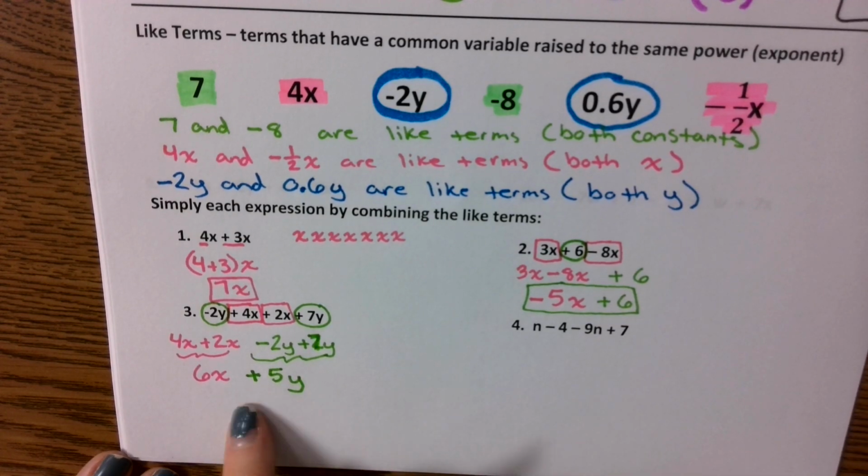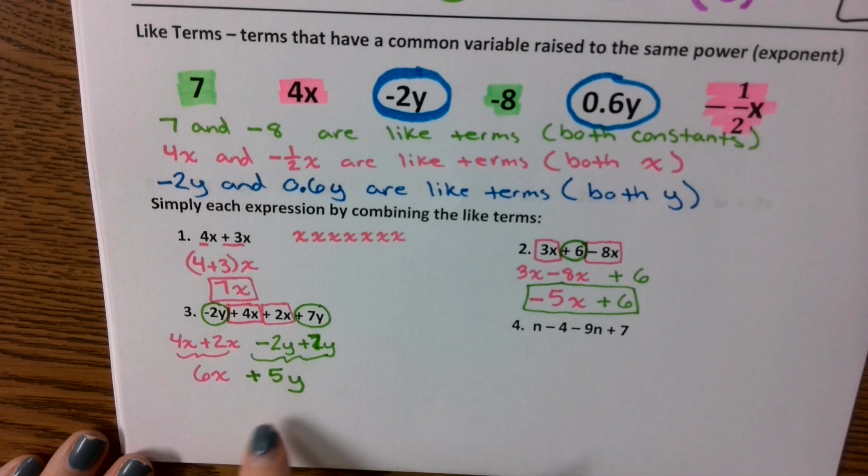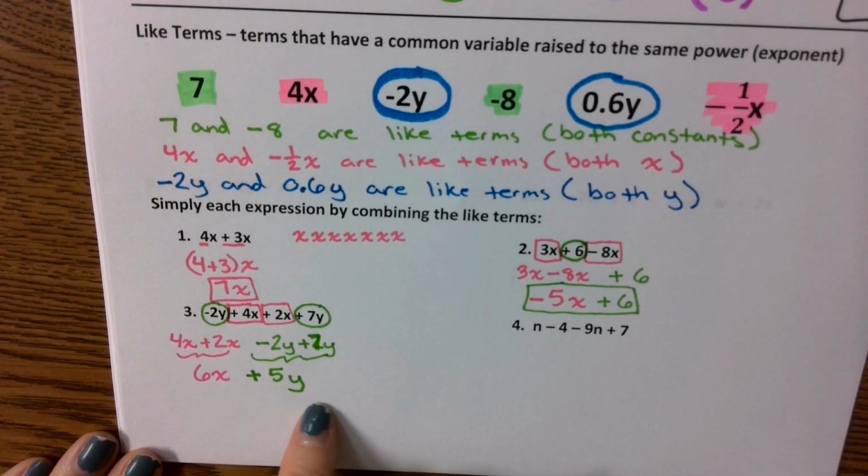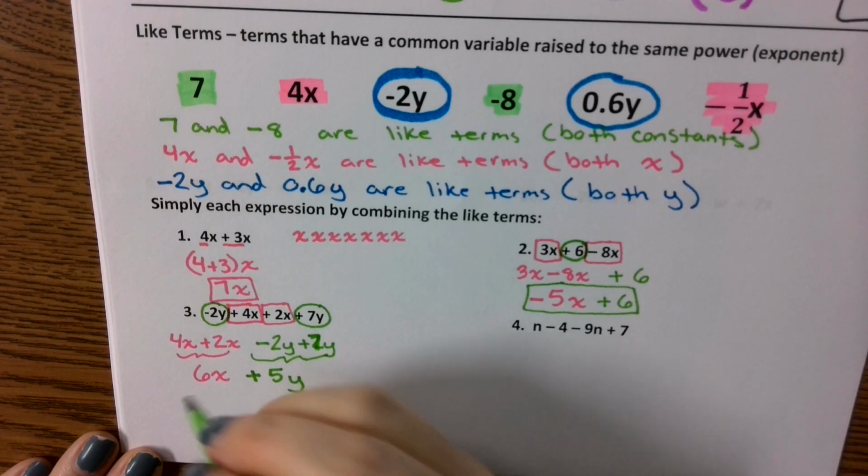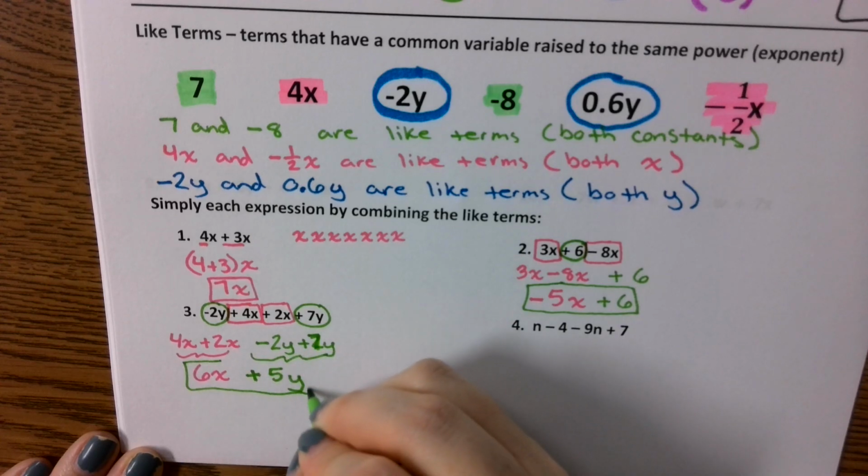Can I combine those together? No. They're not like terms. One's an x, one's a y. So that is our simplified expression. Kaden, turn around, babe. That's our simplified expression. 6x plus 5y.